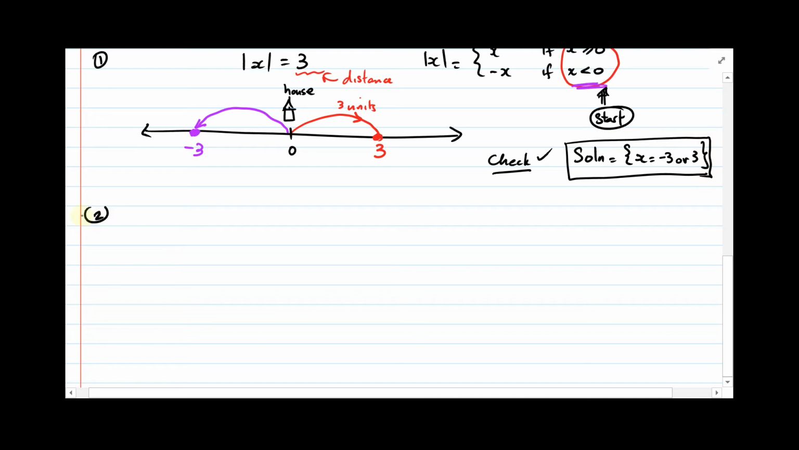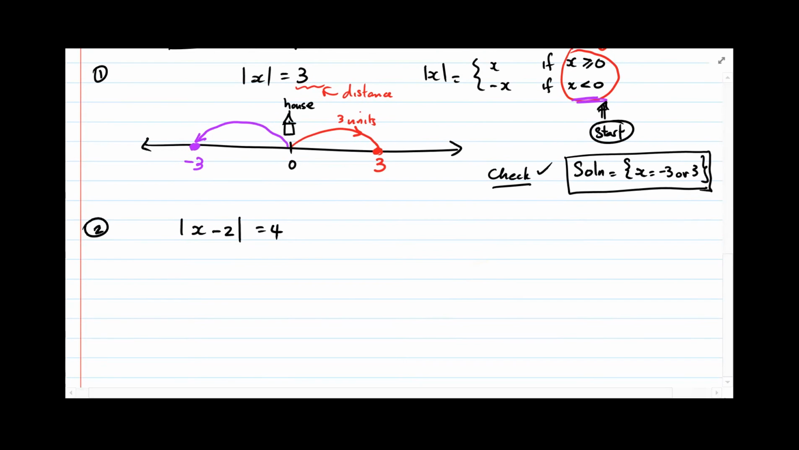Okay. Let's look at a different one. If instead I said we wanted to go with the absolute value of x minus 2 equals 4. Again, if you look back at yesterday's notes, you will see that these are the exact questions I believe that we had done.